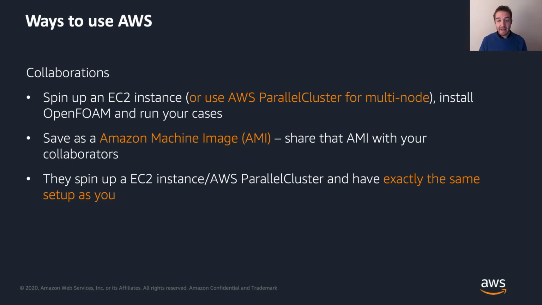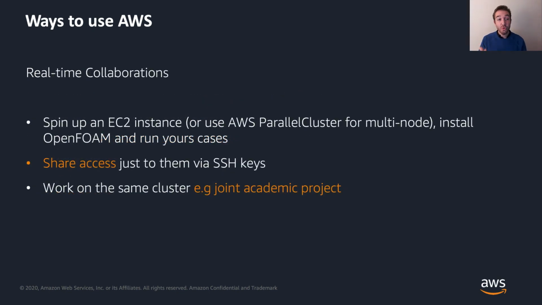And of course, that's better than just pulling it from Git and installing the code. You can even have exactly the same operating system and environment, which really reduces the uncertainties or differences between setups. You can replicate or repeat other people's work. Of course, you can also do real-time collaborations, because you could spin up an EC2 instance or ParallelCluster, install OpenFOAM, and then just share access with your collaborators, let's say via SSH keys, and you could then work in it, in a joint academic project, let's say. This is really the power, I think, of AWS, that you can collaborate in those sorts of ways.